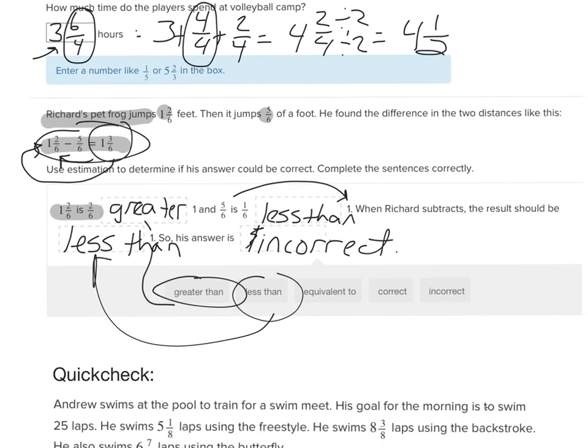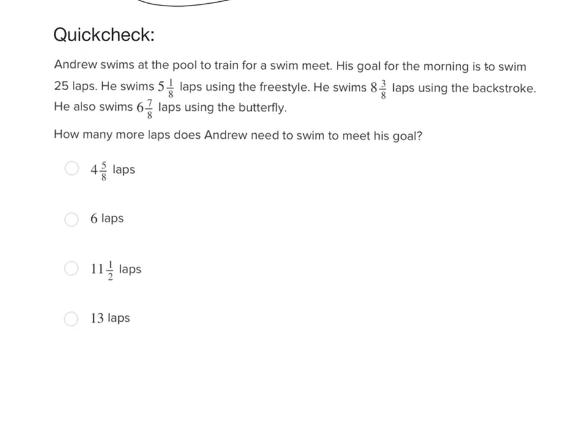All right, it is your turn to work on some of these problems. Make sure you read them carefully. In your quick check, make sure you look for clues to see what you're supposed to do. And good luck. See you soon.